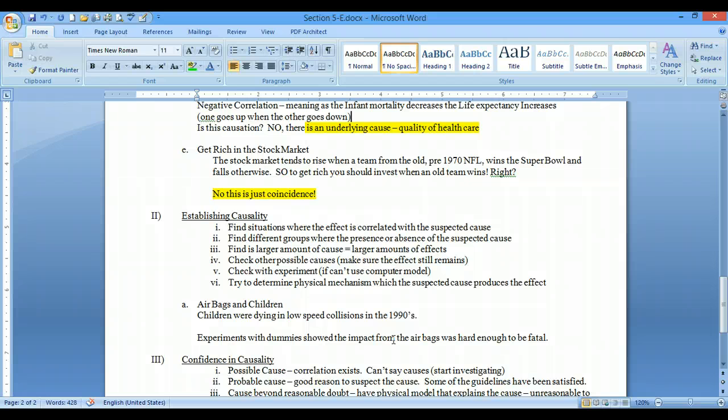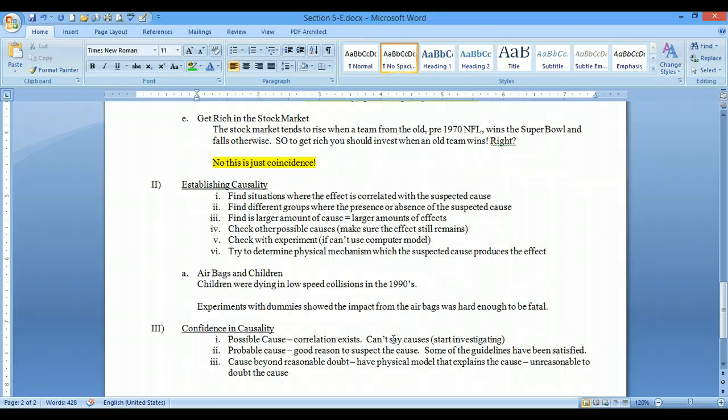So how do you establish causality? We have different things that we need to go through to establish it. The first one is find situations where the effect is correlated with a suspected cause. Then find different groups where the presence or the absence of the suspected cause are present. Number 3, find if larger amounts of whatever is causing your suspected cause creates larger amounts of effects. Number 4, check all other possible causes and make sure that the effect still remains.